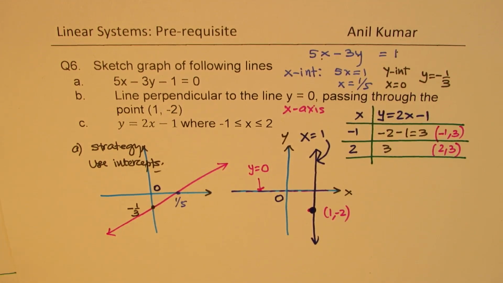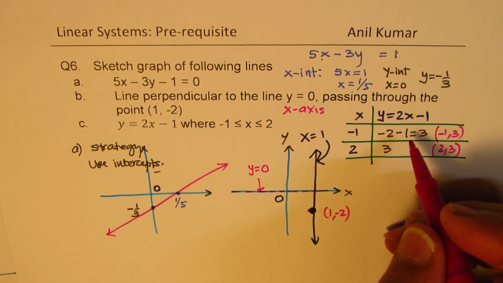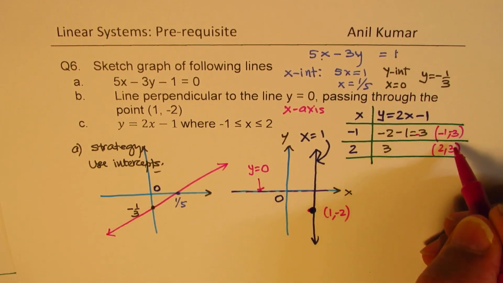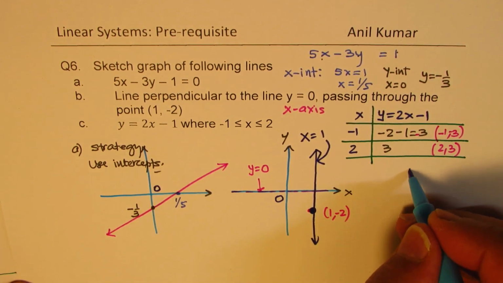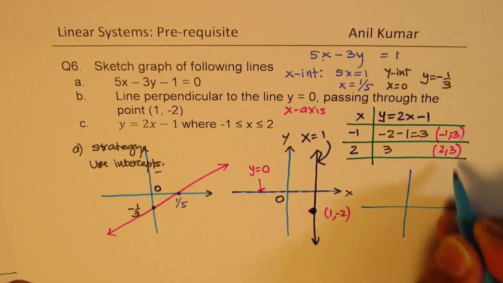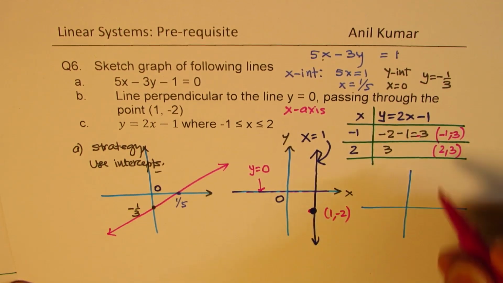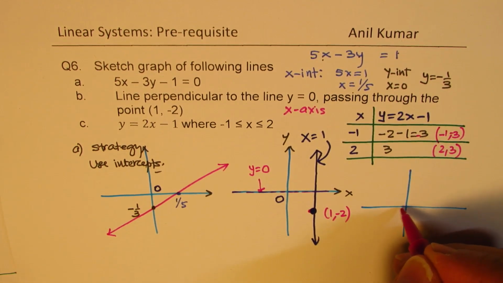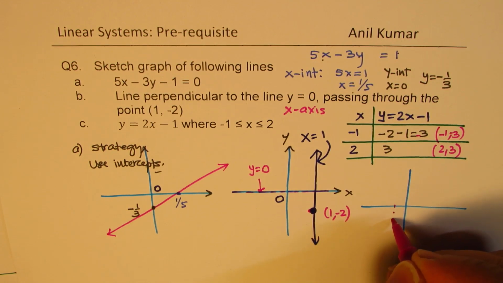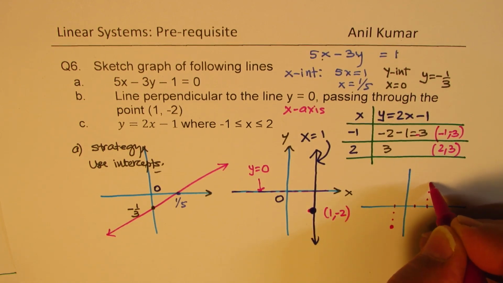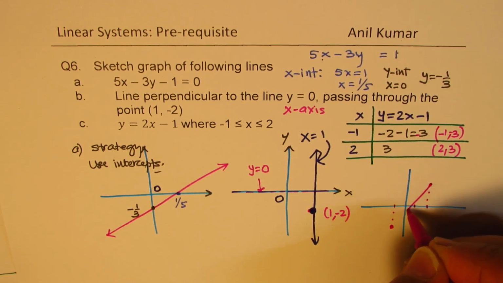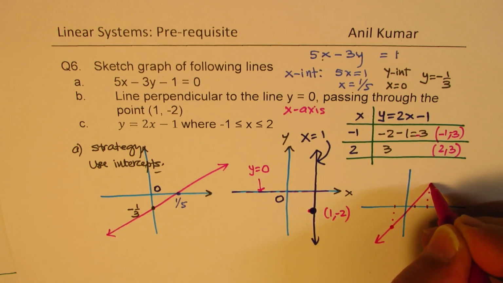Those are minus 1, minus 3, yeah, and 2 and 3. Using these 2 points as our extreme points, we can actually sketch. So minus 1, minus 3: we have minus 1 and then 1, 2, 3 below. So that's one point. And the second one is 2 and then 1, 2, 3. Correct? So joining these points, we get our line.